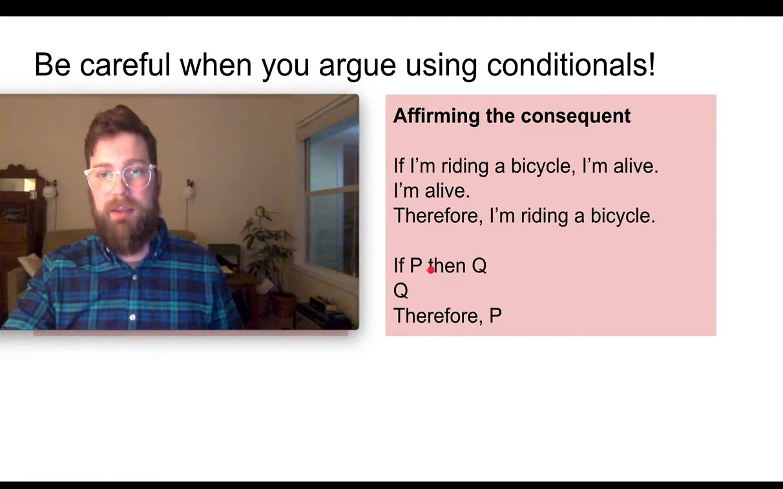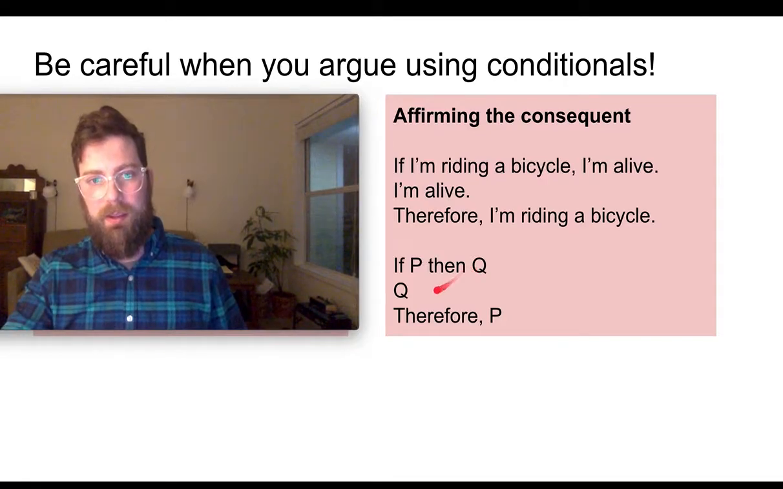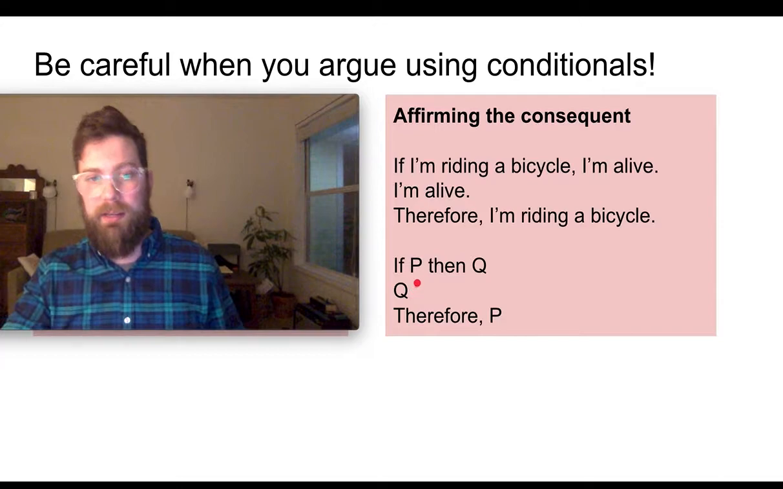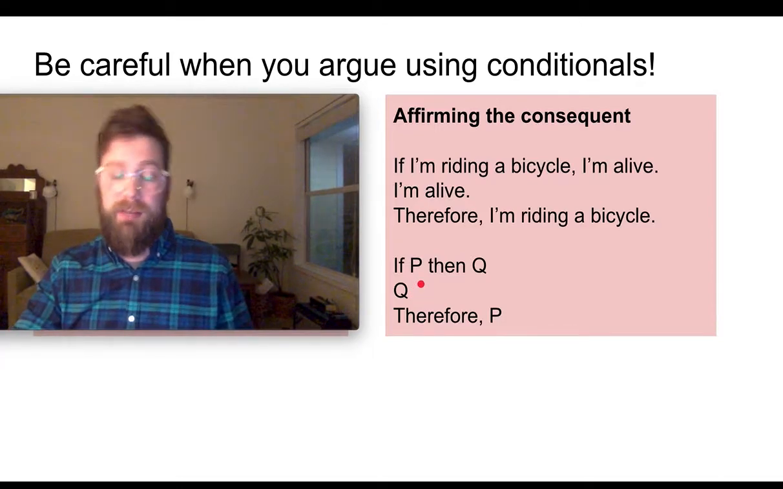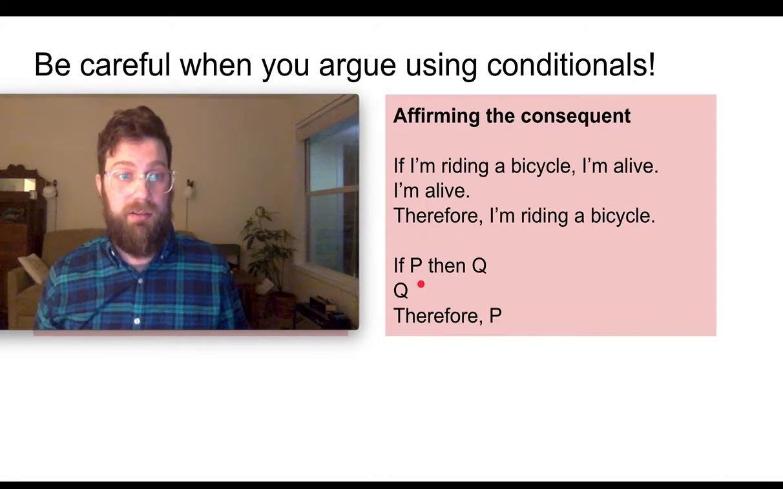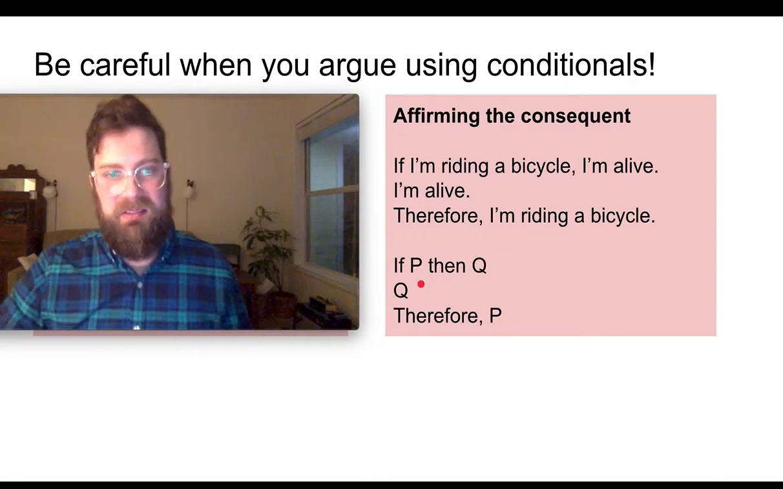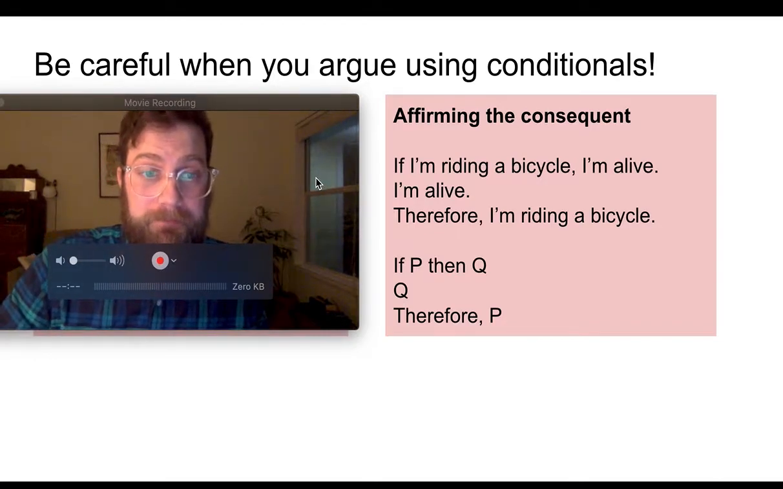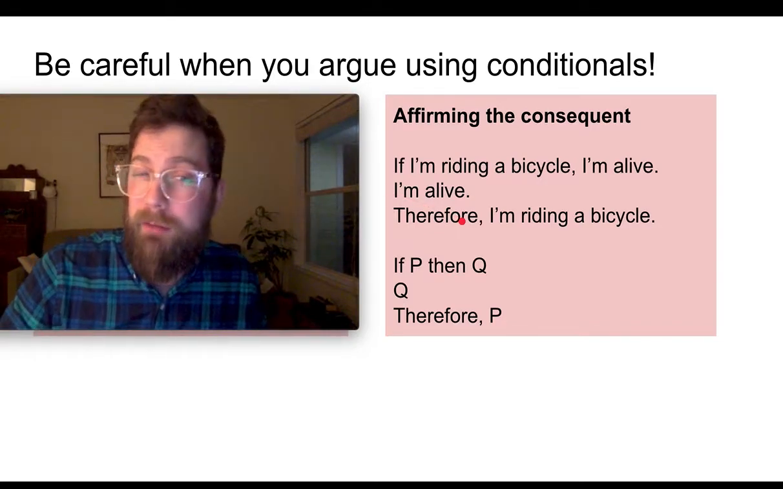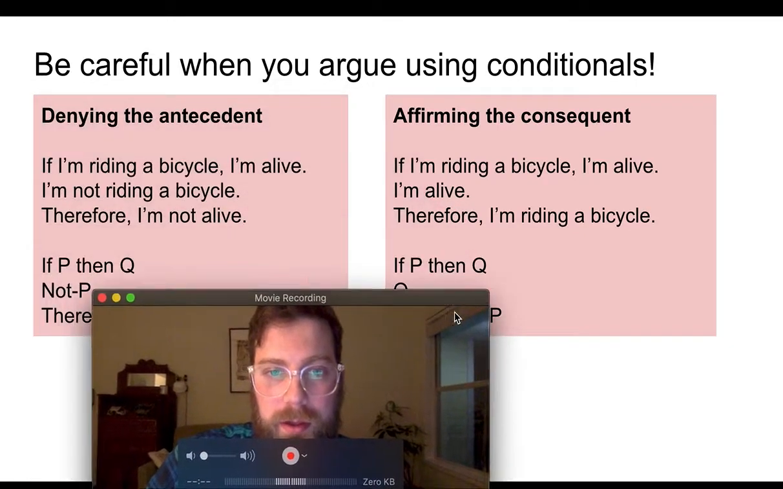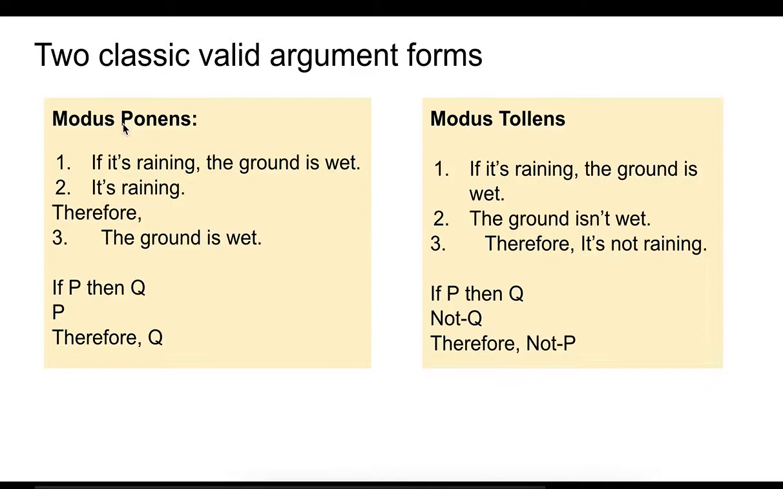But we can see what's wrong with that in this example, right? Yeah, riding a bike guarantees that you are alive. In fact, the dead don't ride bikes. But just because you're alive doesn't mean that you're riding a bike. Because again, there are a lot of things that you might be doing which would be a good guarantee that you're alive. Doesn't necessarily mean that you're doing all of them, right? So you've got to be careful when you argue using conditionals, because even though modus ponens and modus tollens are valid argument forms, denying the antecedent and affirming the consequent are invalid forms.